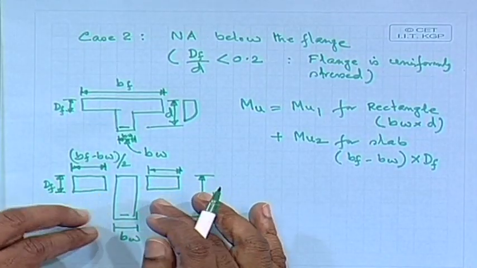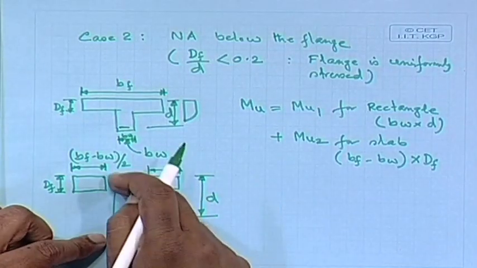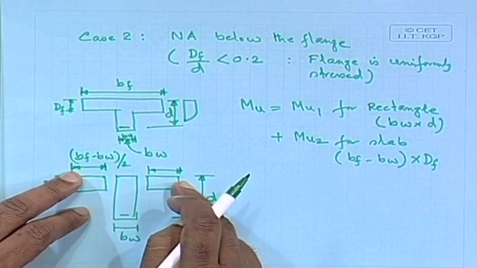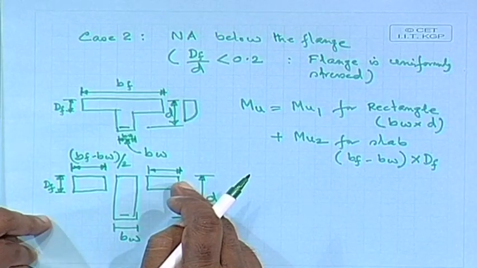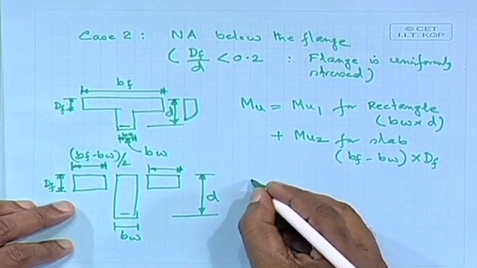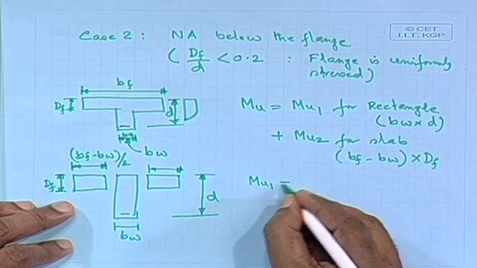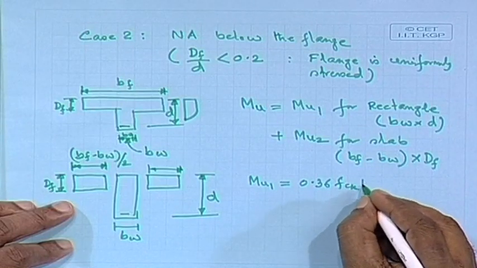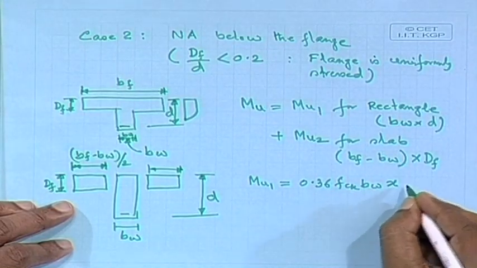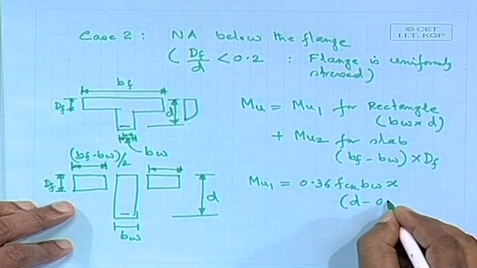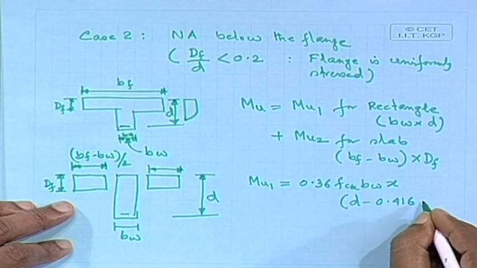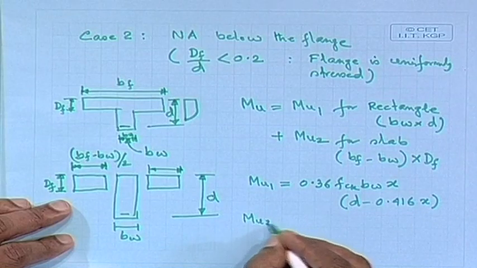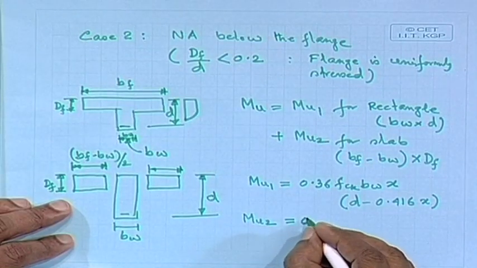So, we have to find out the compressive force. The compressive force we shall get for the rectangular portion, and for the other two sides, the flange portion, we shall take it, which is uniformly stressed. So, we can write down Mu1 equal to 0.36 fck bw times x times d minus 0.416 x. What about Mu2?